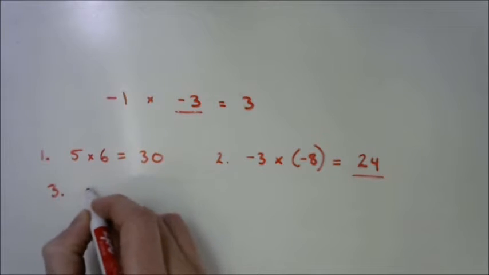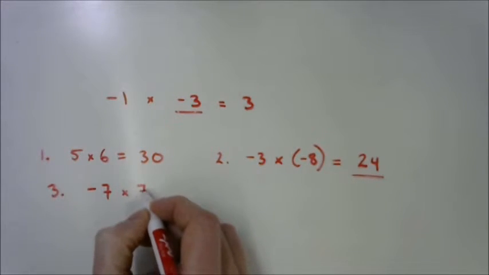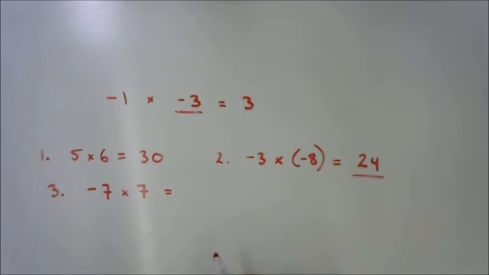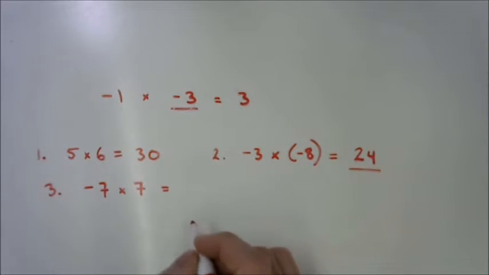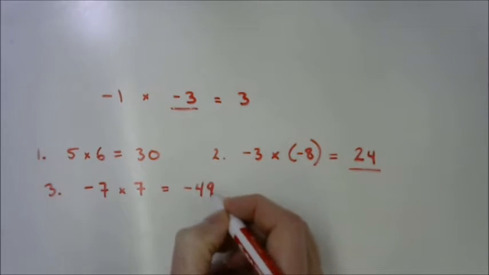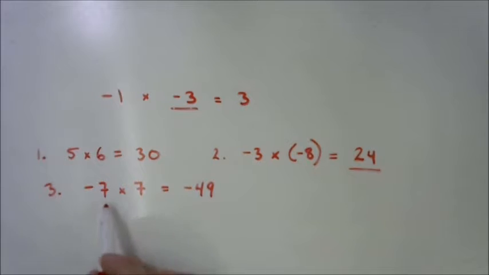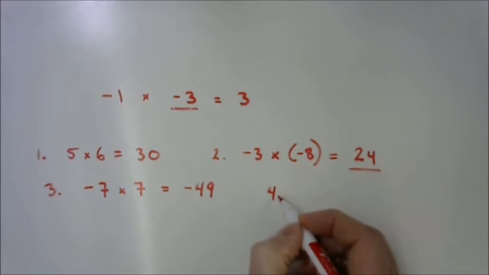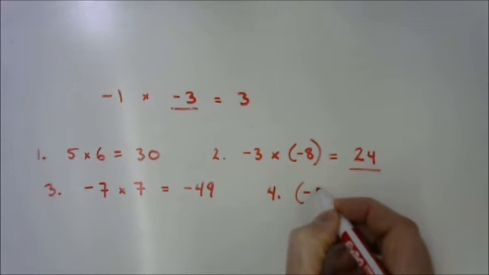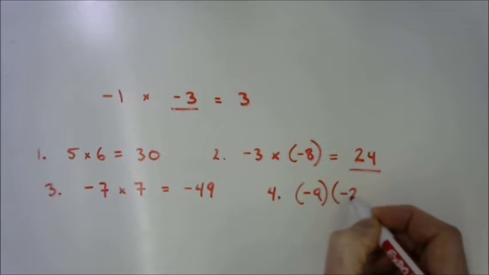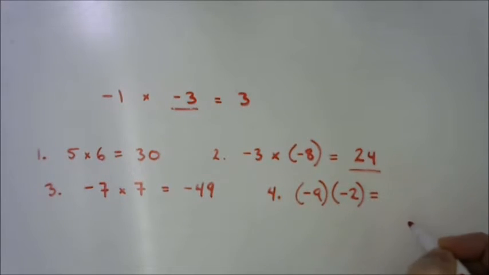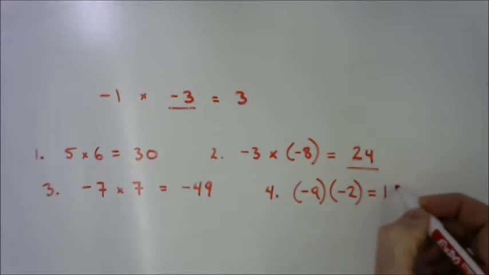The third one there, negative 7 times positive 7. What do you think? Negative 49. 7 times 7 is 49. 1 negative factor gives us a negative result. And the last one, negative 9 times negative 2 equals positive 18.